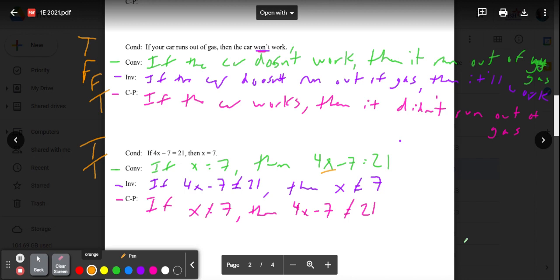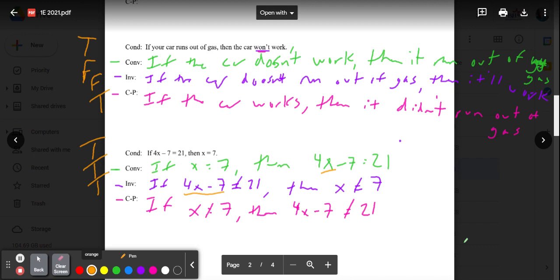If 4x minus 7 is not 21, then x is not equal to 7. So if we were to choose 4x minus 7 equals any other number, well, then it's impossible for x to be 7, because 7 only works. 4 times 7 minus 7 is 21. 7 is the only number that works to make that equation equal to 21. So it's true: if 4x minus 7 is not 21, x cannot be 7.